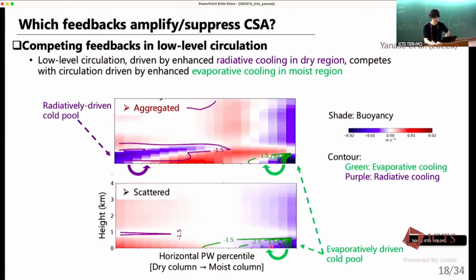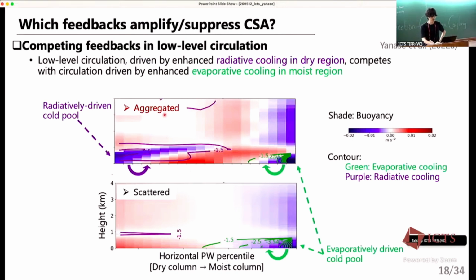So in the scattered case, the evaporative cooling produced in the moist region produces negative buoyancy. So it corresponds to the evaporatively driven cold pool, and it produces this circulation. As I showed before, this circulation homogenizes the boundary layer moisture, and it suppresses the growth of convective self-aggregation.